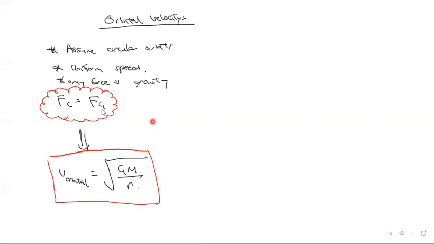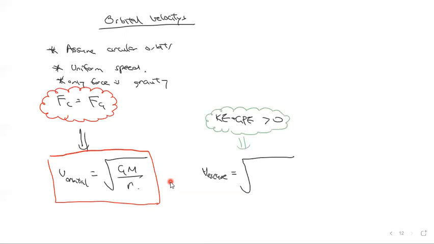Now, we also might recall the escape velocity from earlier, which was done, as a reminder, by setting KE plus GPE to be positive, which gave you 2GM over r. And so you might note that the escape velocity is root 2 times the orbital velocity.